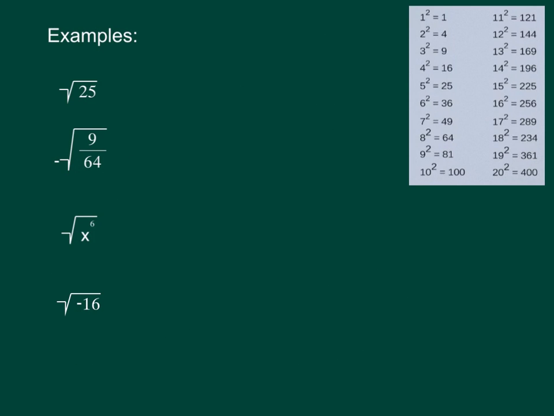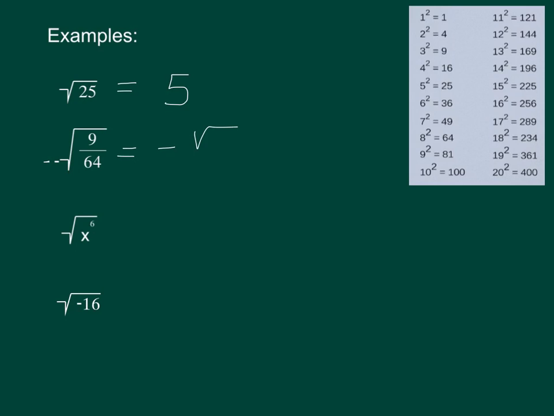So here are some examples. And I put up here in the right-hand corner a list of perfect squares. So 1 squared all the way up to 20 squared. So when I say the square root of 25, we've just talked about this one. I want the positive or the principal square root. So I want 5. When I look at the square root of 9/64, we have a minus sign in front. It's kind of a little hard to see there.